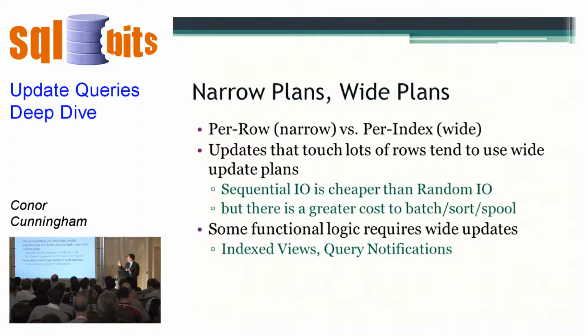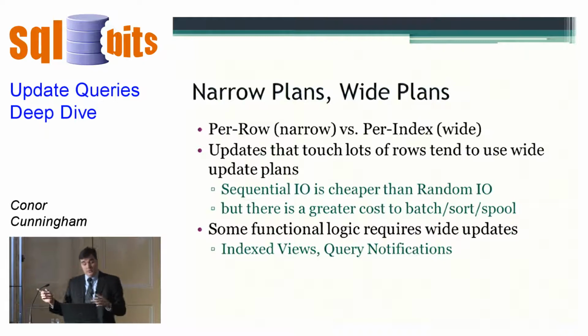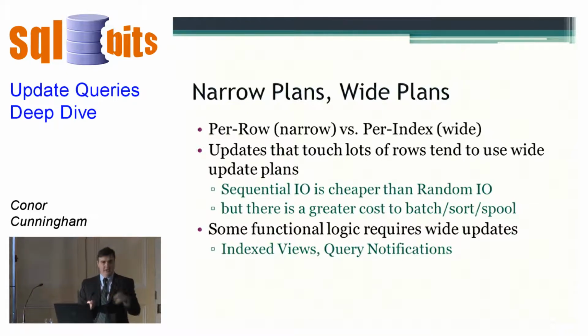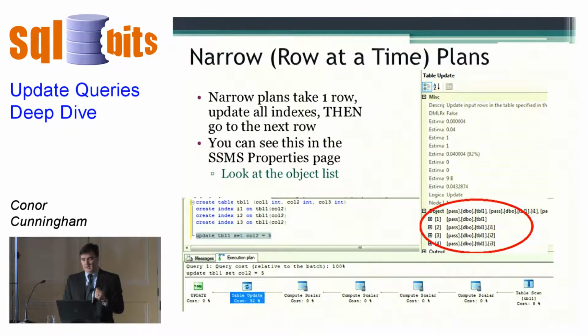So in the case of index views, for example, if you create an index view on a table, then that's going to force updates on that table to be wide. And that's interesting because that means your updates will be slower for small updates. So that might change how you design your application. If you're going to have index views as part of your strategy, you might want to make sure you're not just doing singleton updates all day. Make sense? Okay, let's do an example.